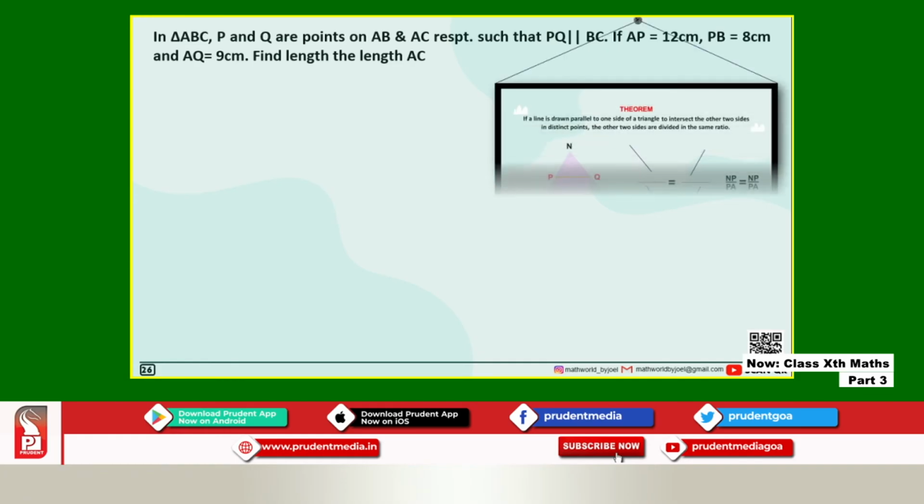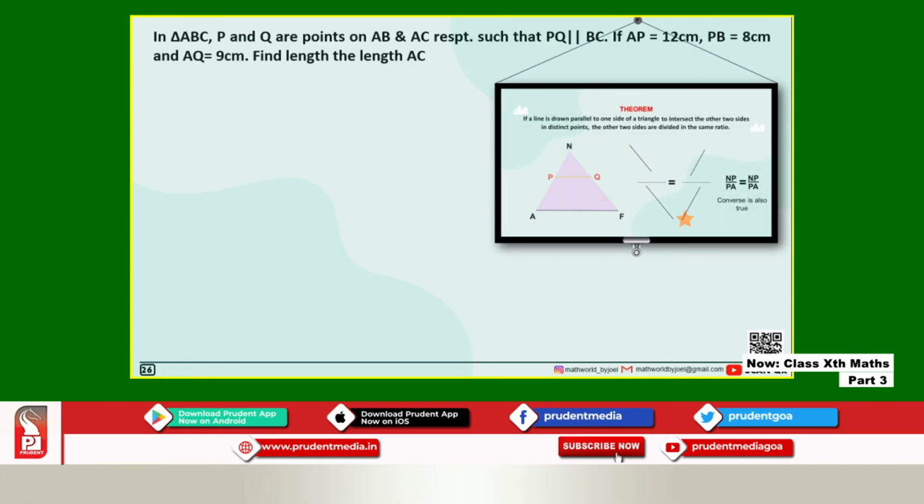Another one. In triangle ABC, P and Q are points on AB and AC respectively, such that PQ is parallel to BC. If AP is 12, PB is 8, AQ is 9, find the length of AC. So it is based on this theorem, and the question is something like this. We know that if PQ is parallel to BC, I can write the ratios. So whatever information was given is put in the figure, and it would be something like this.